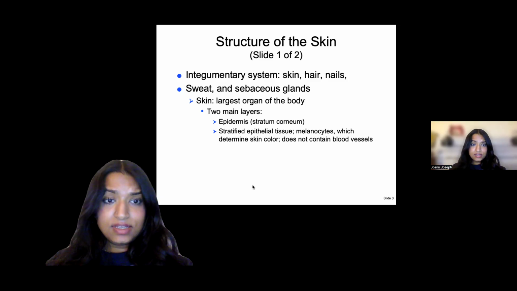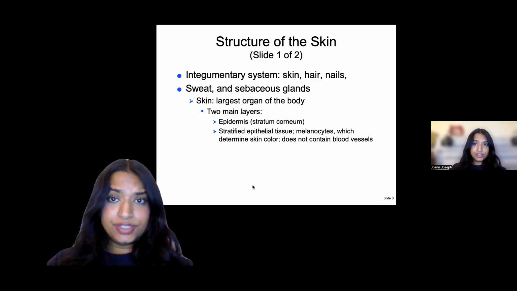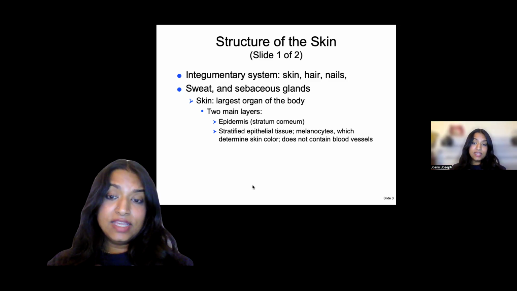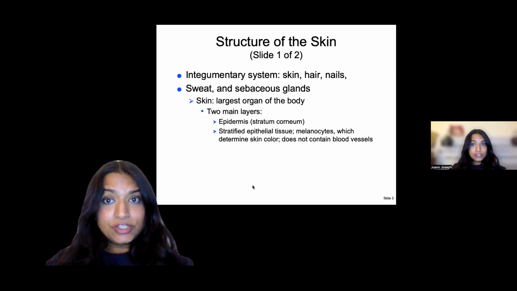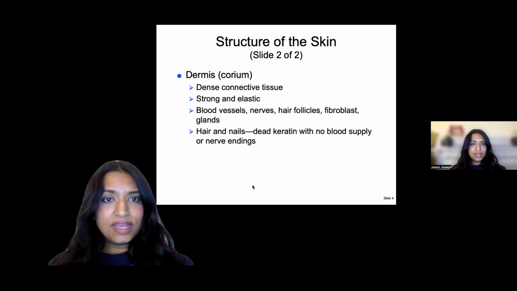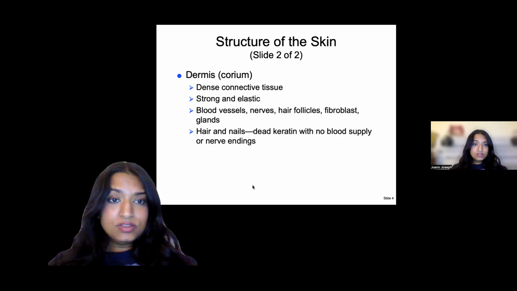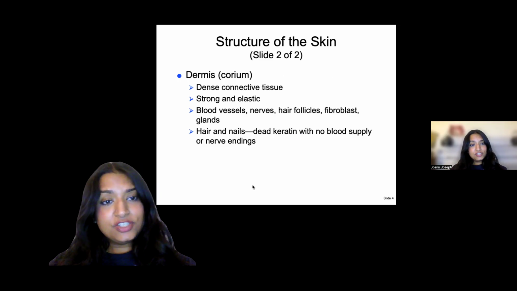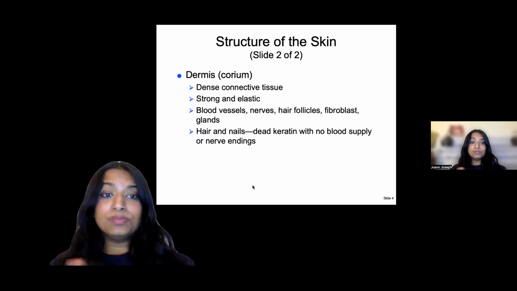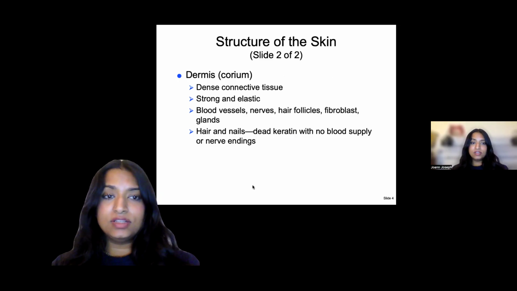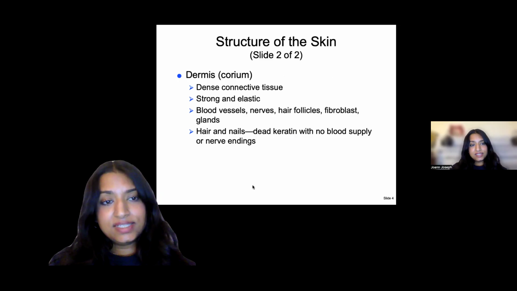So our skin can also tell us how much hydration this patient has, as well as nutrition. If it's looking dull or very dry, you would know that the patient is dehydrated. So just keep those things in mind. You have the dermis, the corium. There's dense connective tissue. It's strong and elastic. There's blood vessels here, nerves, hair follicles, fibroblast glands.